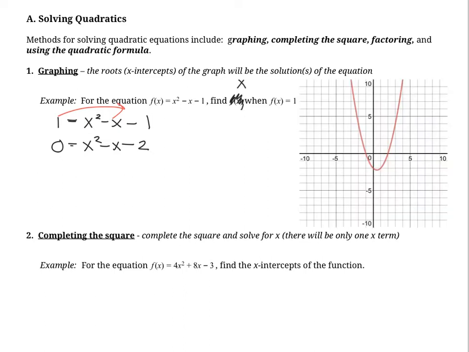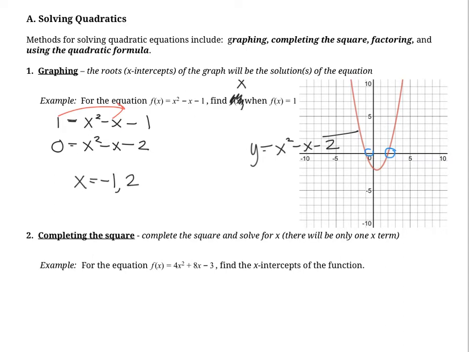So here I've graphed the equation. This is the equation y is equal to x squared minus x minus 2. That's this equation right over here. And I'm going to check, when is the function equal to 0? Well, it's equal to 0 right here, at this point here, and at this point here. And so here we know that x is equal to negative 1, and here x is equal to 2. So therefore the solutions are x is equal to negative 1 and x is equal to 2.